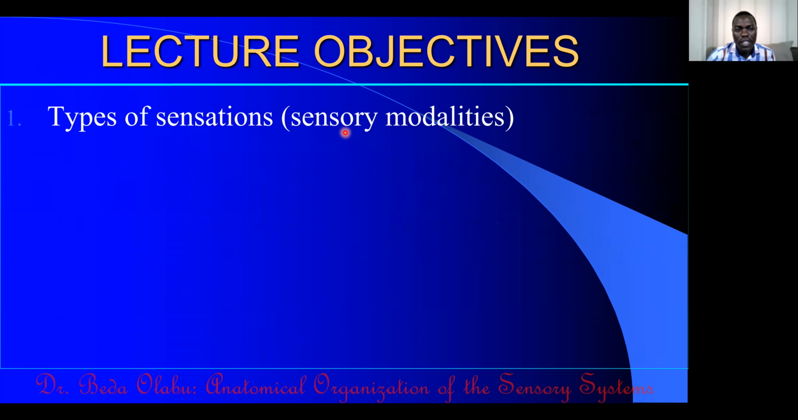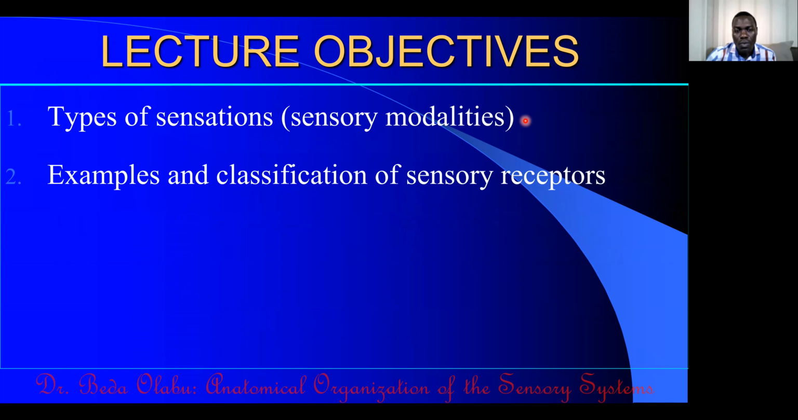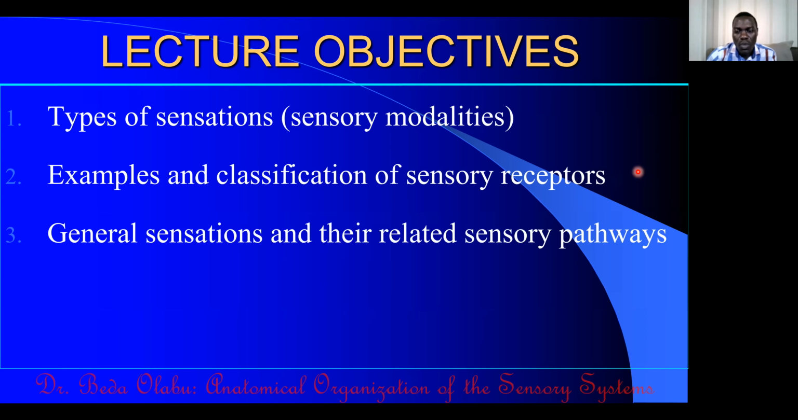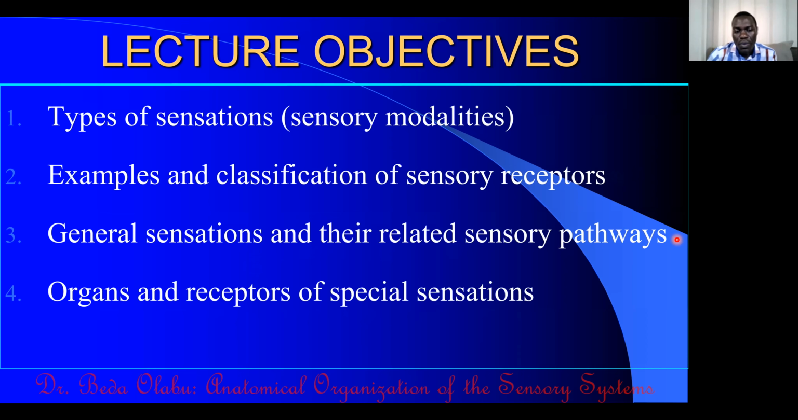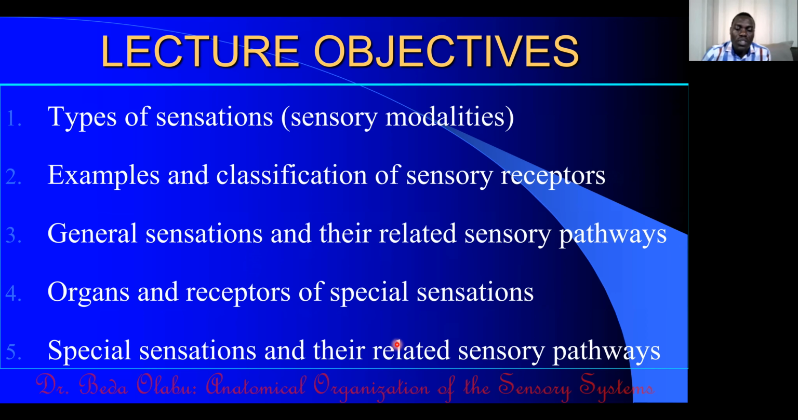The key objectives of the lecture are to state the type of sensations. We are also going to give examples of sensory receptors, and we are going to classify the sensory receptors as well. We will then look at the general sensations and state their related sensory pathways. We'll also look at the organs and receptors of spatial sensations, and we'll talk about their related sensory pathways.